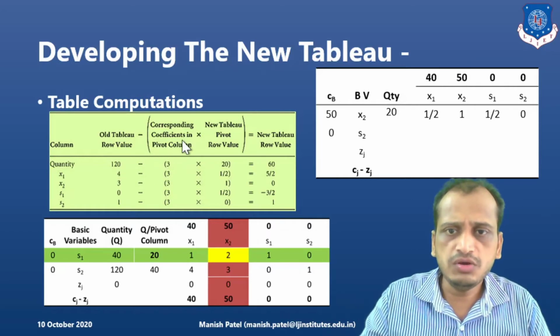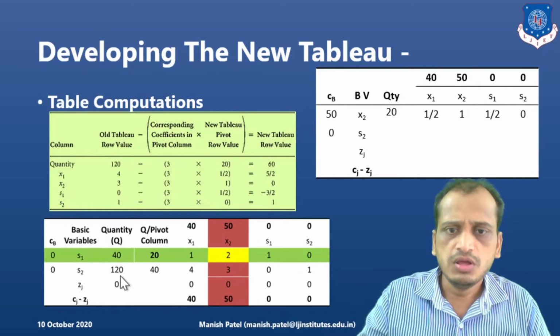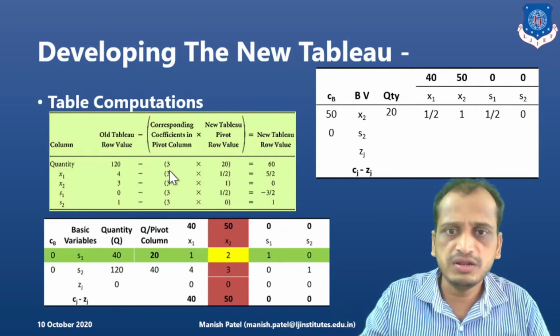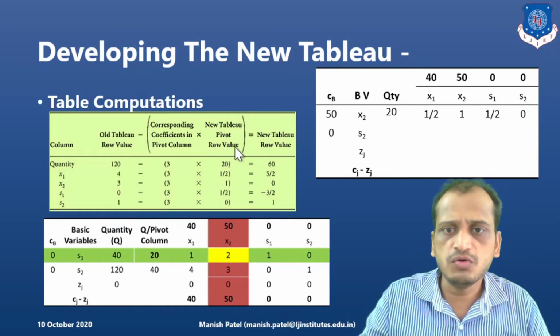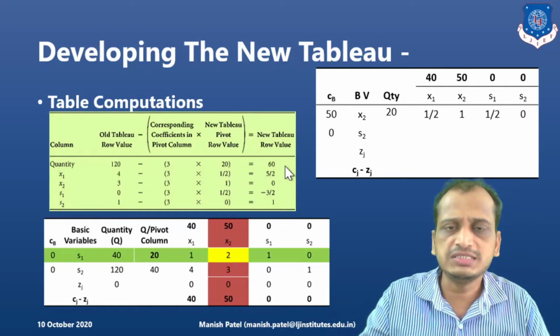Minus the corresponding coefficient in the pivot column. Now what is the pivot column here? This is the pivot column. What is the value here? 3. So we have written down 3 here, into the new table pivot row value. Where is the new table? This is the new table. And the pivot row value, so let's look into it. This is the row here. So what does this correspond to? Corresponding to this 120, that is 20 here. So we have written 20 here. If you simplify this, we get 60 here.